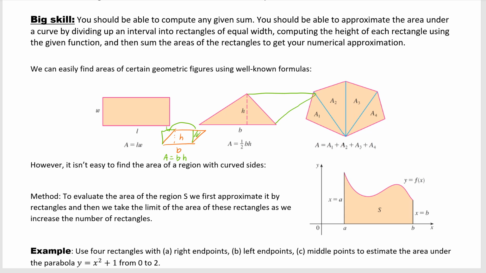However, it isn't easy to find the area of a region with curved sides, such as in this picture. To evaluate the area of the region, we first approximate it by rectangles. We divide it into pieces, and for each piece we approximate it using a rectangle. Then we can add up the areas of those rectangles and use that to approximate the area under the curve f of x bounded between x equals a and x equals b. And when we let the number of rectangles go to infinity, the approximation gets closer and closer.